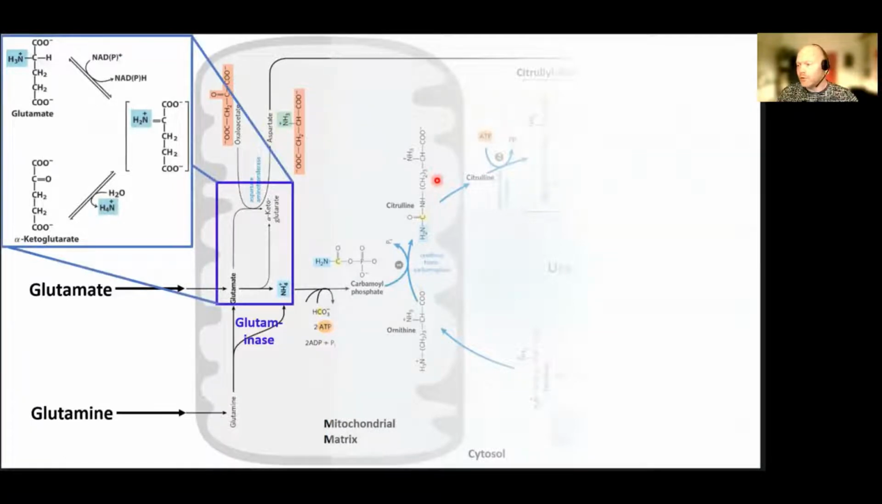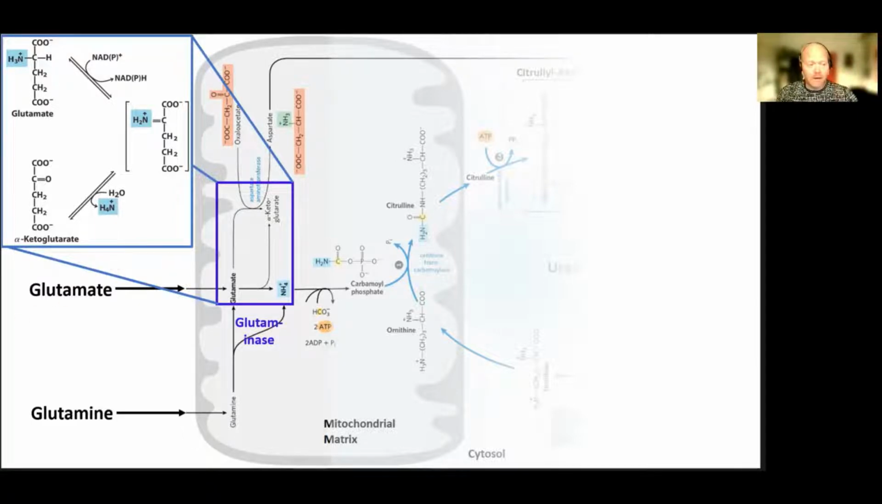Amino groups are removed from glutamate in the mitochondria by oxidative deamination catalyzed by glutamate dehydrogenase. This enzyme is a bit unusual in that it can use both NAD and NADP as a proton acceptor. This protein has 6 identical subunits and is allosterically regulated.